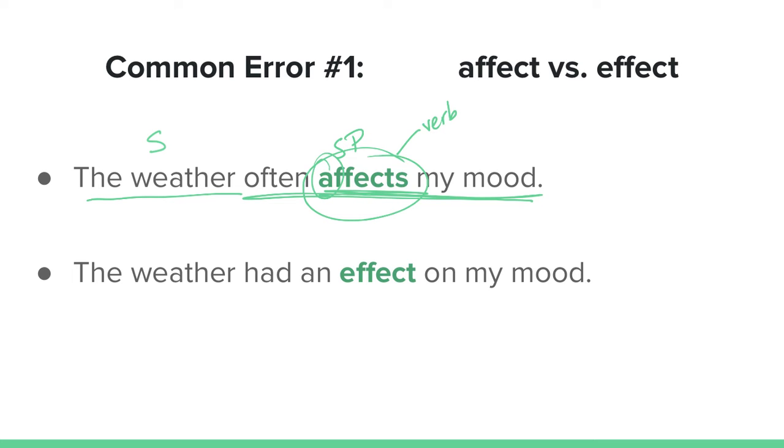In the second sentence, the weather had an effect on my mood. If you have an referring to it, it must be a noun, so it's got to be with an E. So up here, the weather affects my mood. The weather, it's doing something, it's an action. Here, the weather had an effect on my mood. Had is your verb, so effect is a noun.